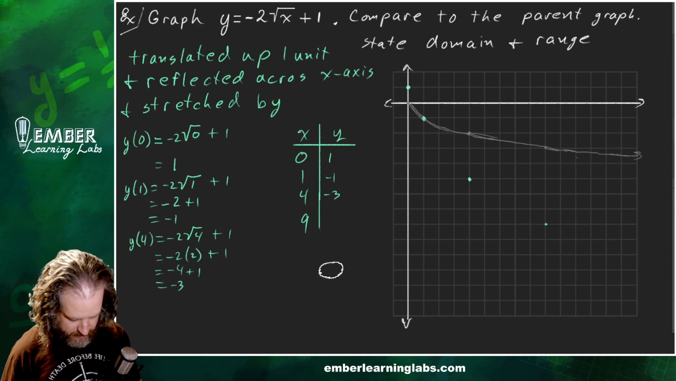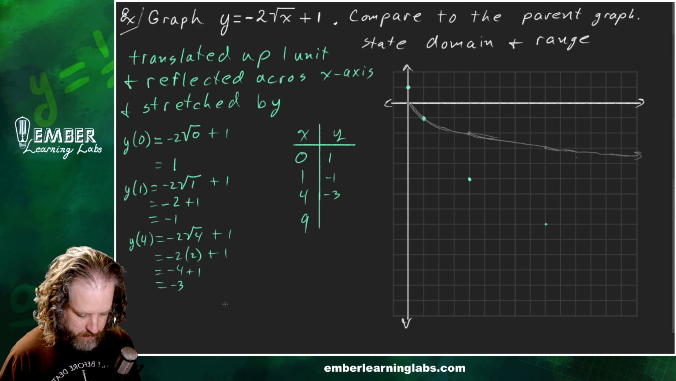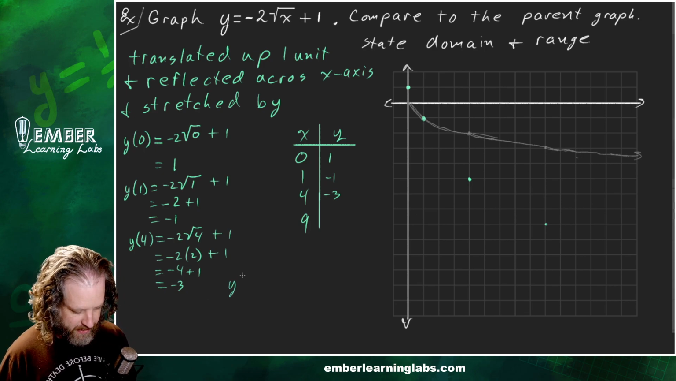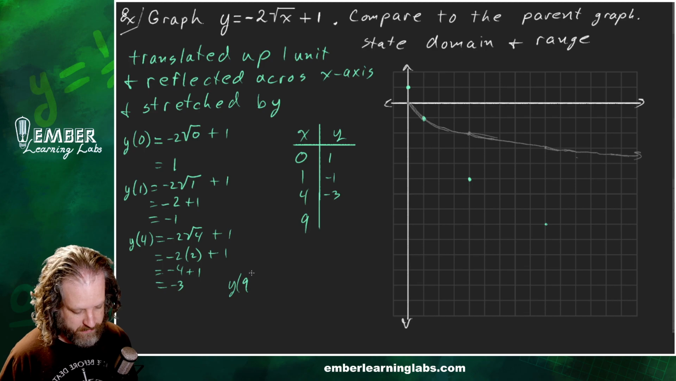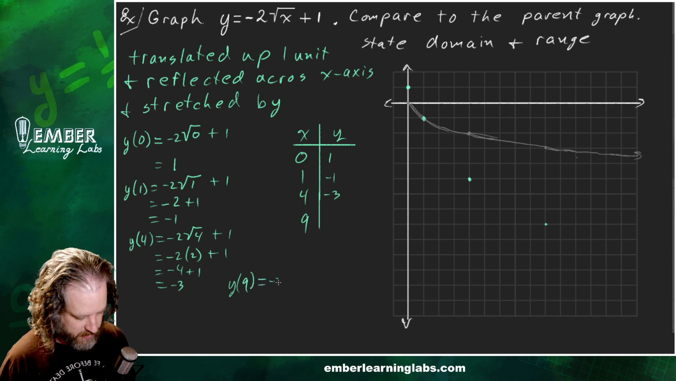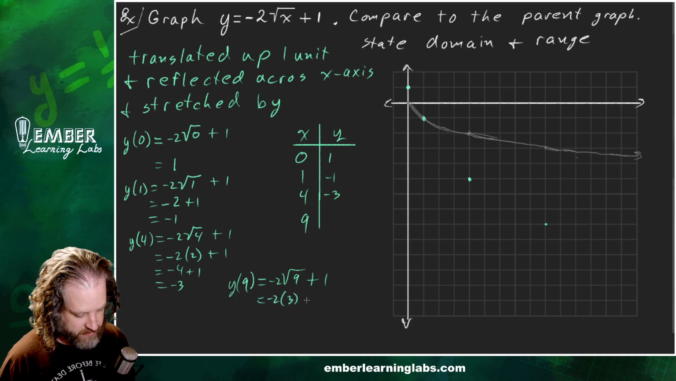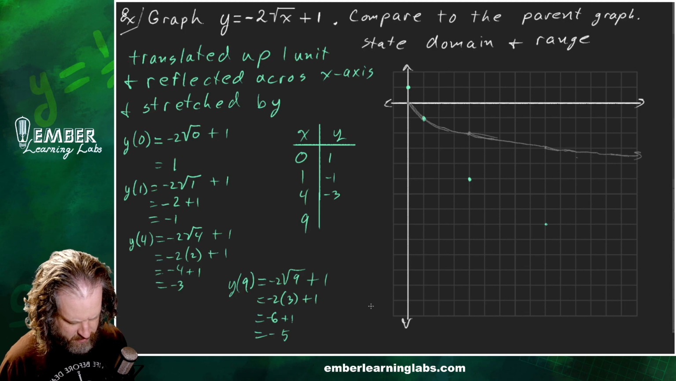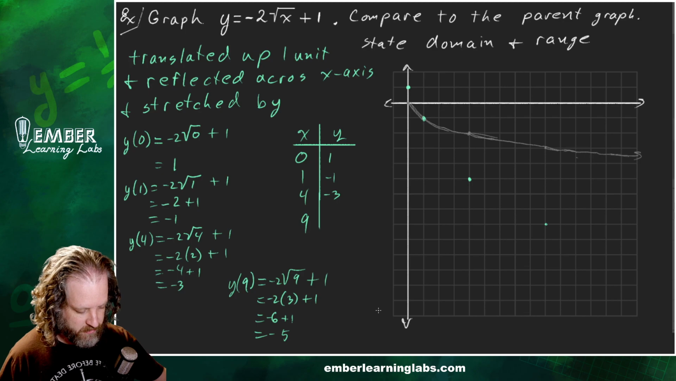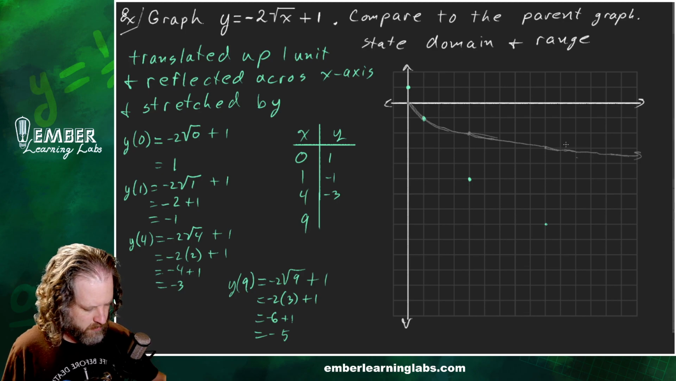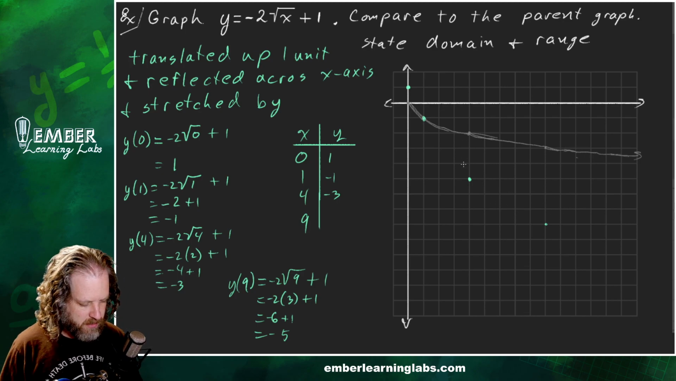All right, so last one here. y of 9 equals -2 times the square root of 9 plus 1, equals -2 times 3, because the square root of 9 is 3, plus 1, so -6 plus 1 equals -5. -5? That doesn't seem right. Let me pause and figure out what I'm doing. So what did I do with my predictions? Because I was off somewhere.